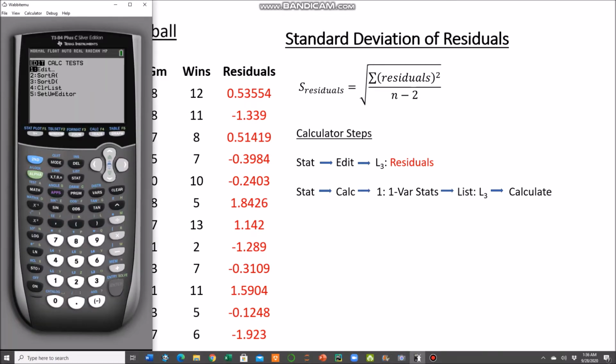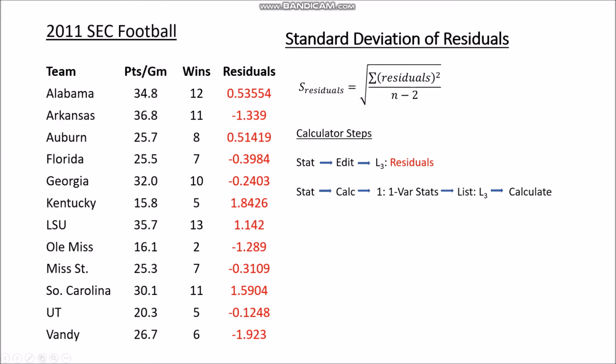Stat edit, remember, we've already got our residuals in L3. Stat calc, one var stats, and remember I want them to be in L3, so I just need second 3. I'm going to go to calculate. Now what we're looking for is the sum of the squared residuals. Well, if you'll notice this value right here, sum of x squared, our x's in this list were the residuals. So this is our sum of squared residuals at 15.2599. So that is what we're looking for in this problem.